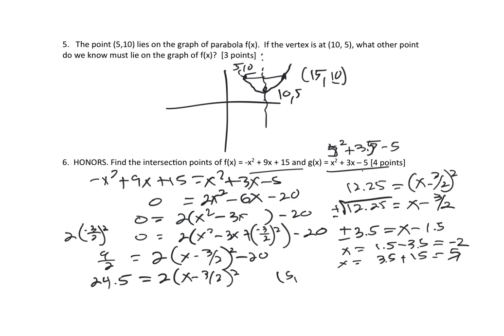And then when we plug in negative 2, we're going to get negative 2 squared plus 3 times negative 2 minus 5, which is going to give us 4 minus 6 minus 5, which is negative 7. So we're going to end up with negative 2, negative 7. Those are our 2 points of intersection.